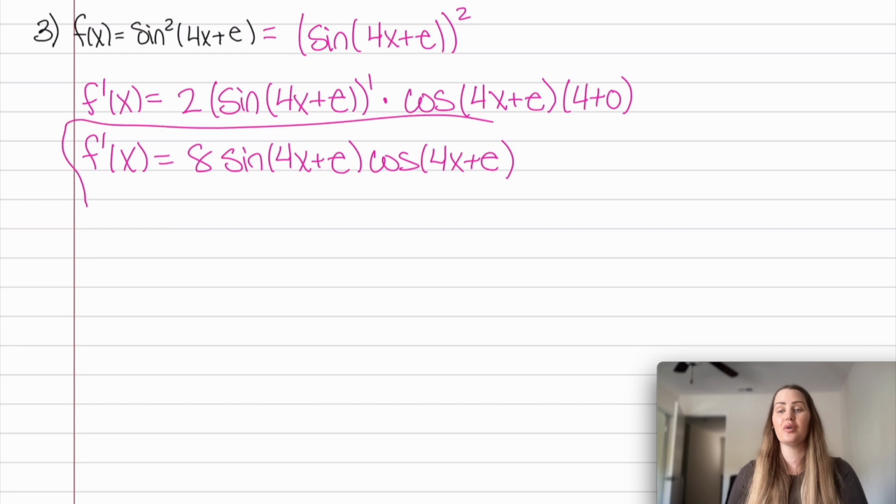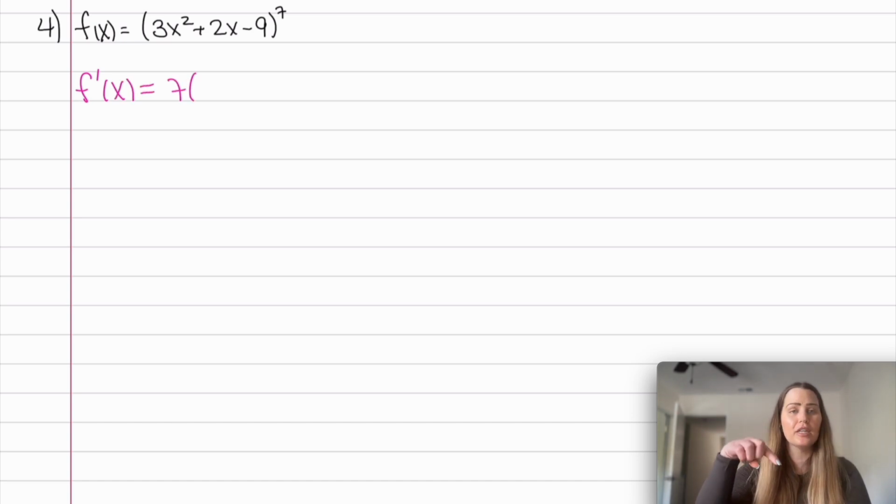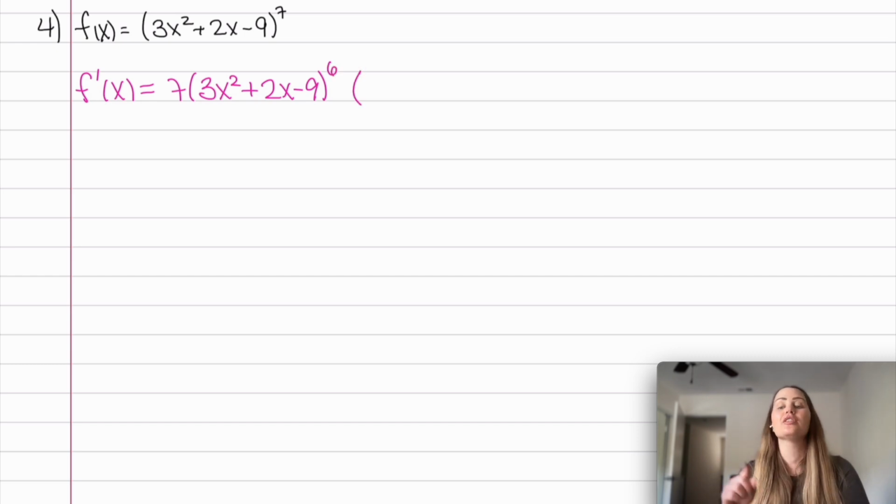So that one was pretty quick and painless, right? Plugging right along, another power rule. I don't know why I picked so many power rule examples, but here we are. So dropping down the 7, inside stays the same. That power will be 7 minus 1, which is going to be 6 to the 6th power there, times the derivative of the inside. Derivative of 3x squared will be 6x plus derivative of 2x is 2.